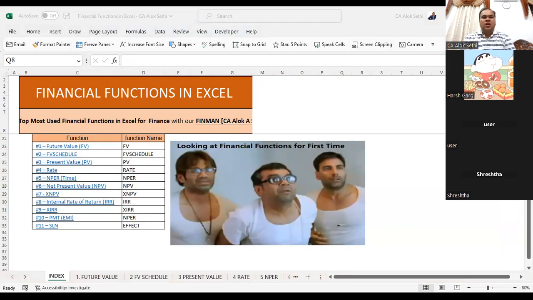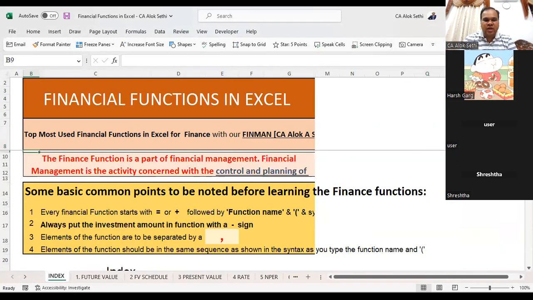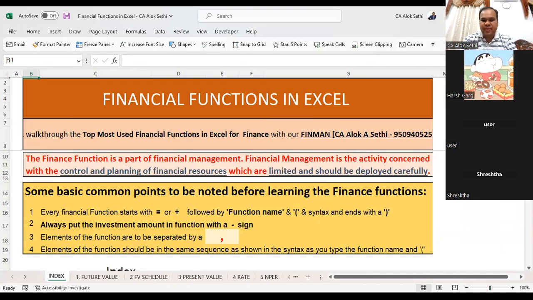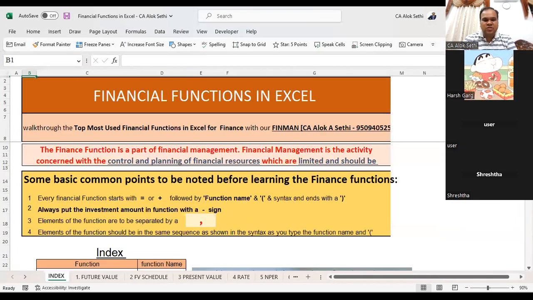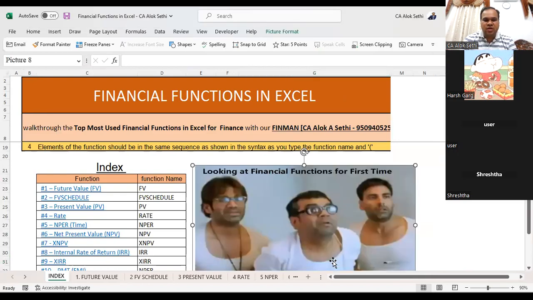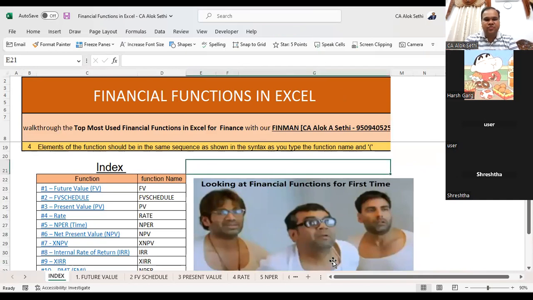Okay. Now see, today's topic, I have just designed this Excel in a Bollywood style, the famous movie Hera Pheri you must have seen. So there are three characters in this movie, and one of them, Babu Rao, is always inquisitive and always asking questions. So today he is going to ask some questions on finances, and we are going to answer those questions, right? So this is what happens when you look at the financial functions for the first time.